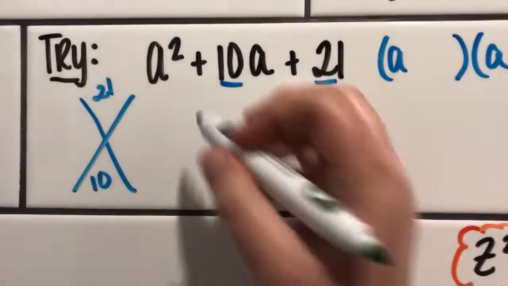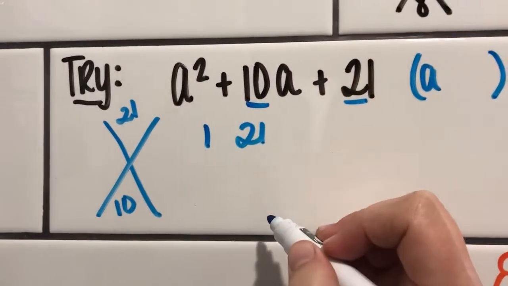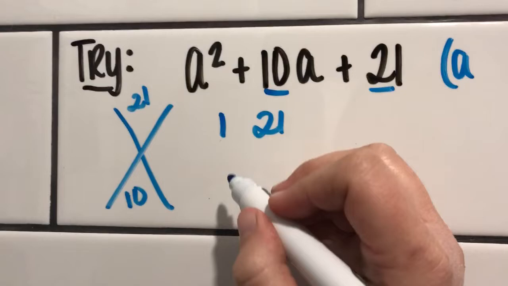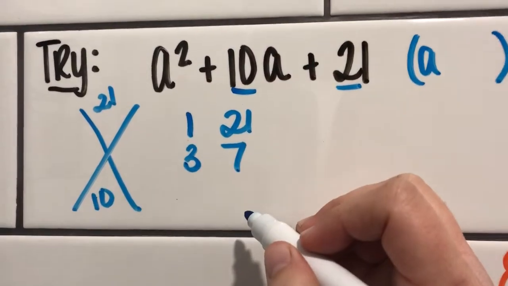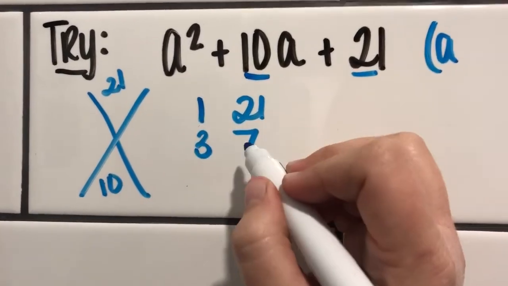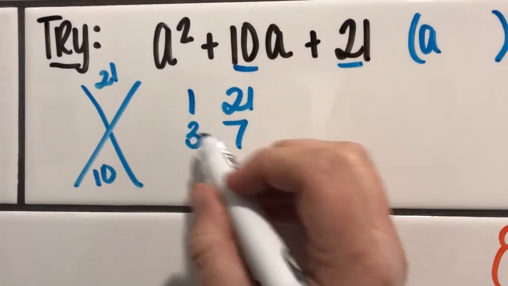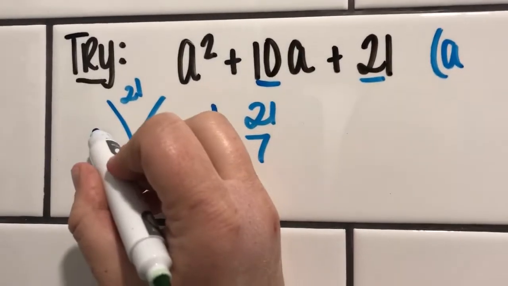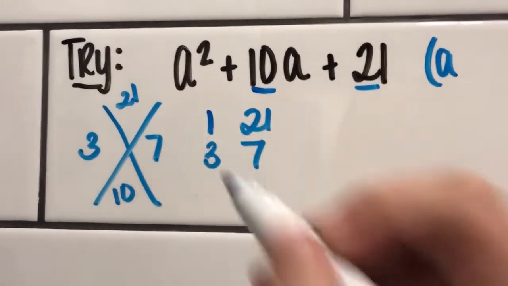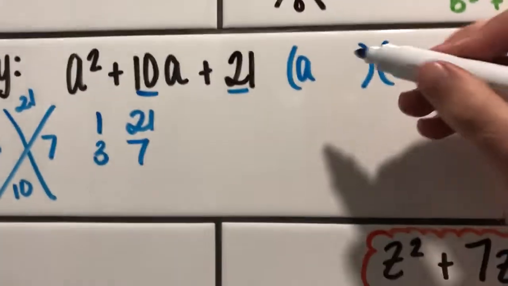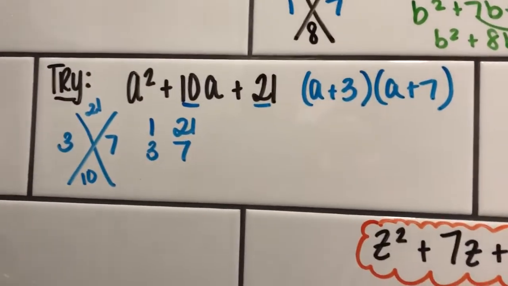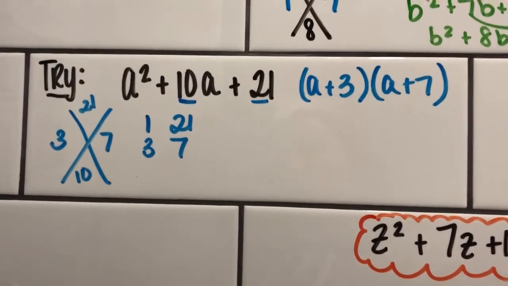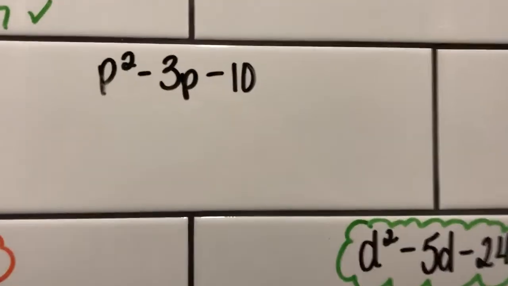So I'm going to list my factors out. 1 and 21, that's definitely not going to work. 2 does not fit into 21. 3 and 7 would be my next pair. Well, 3 times 7 does equal 21, and 3 plus 7 equals 10. So those are going to be my factors I'm going to use, and I can fill them in here. I have a positive 3 and a positive 7, and you would be done. That is factored.